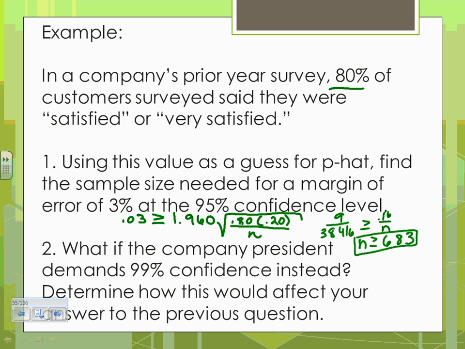What if the company's president now wants 99% confidence instead? Determine how this is going to affect your answer. Now our critical number is going to be a little bit different. We're probably going to need a bigger survey. So 0.03 is greater than or equal to, for 99%, 2.576, still have our 0.8 times 0.2 over n. When I solve here, see if you get this, I got 1,180. So we definitely need it bigger.